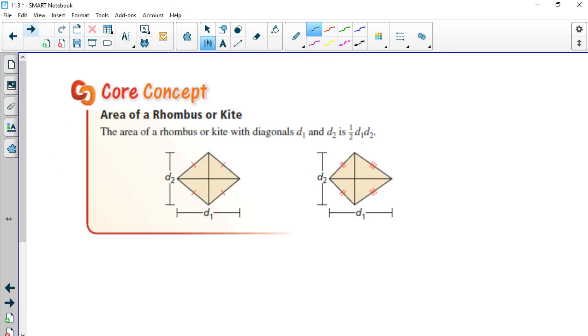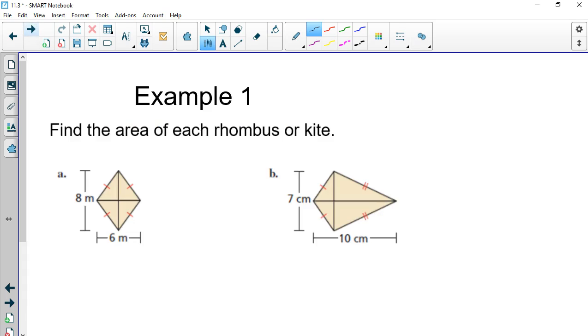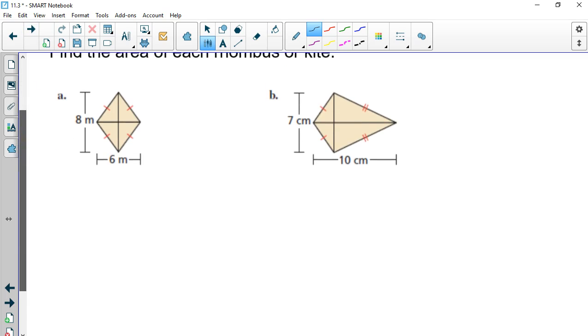Okay, new stuff. Area of a rhombus or a kite. Two things we just talked about. Well, we don't really talk about length and width here. We have distance 1 and distance 2. So the formula is 1/2 d1 times d2. Kind of like with a triangle, 1/2 base times height. But these are distances from corner to corner. All right. So quite simple here.